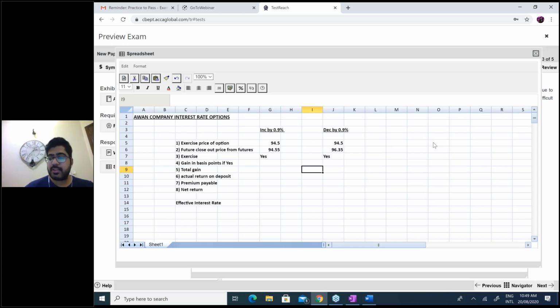Now the gain in basis points. You take the difference. The gain is 94.55 less 94.5, which is 0.05%, but in basis points we call it 5 basis points. In the other case, 96.35 less 94.5 is 1.85%. I told you 100 basis points is 1%, so 1.85% is 185 basis points.